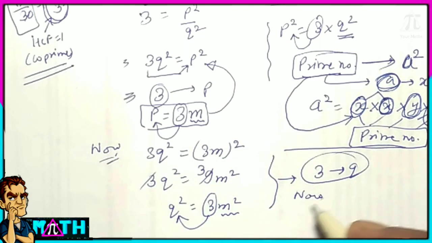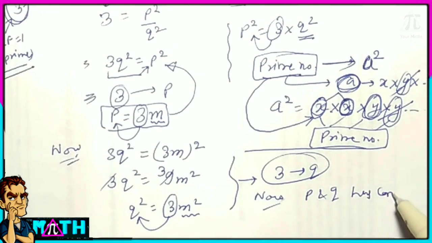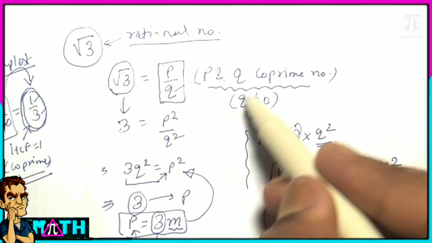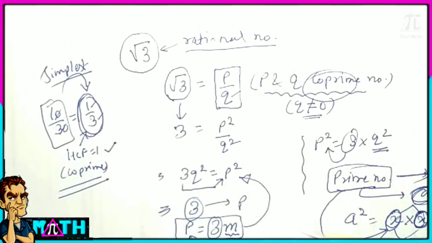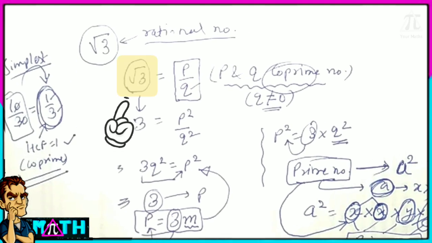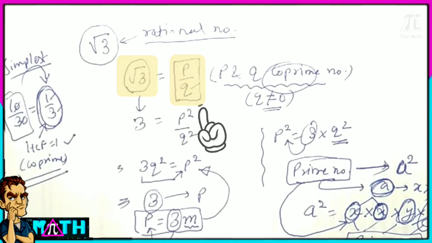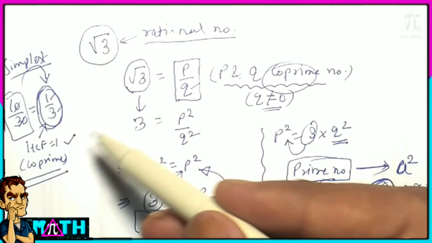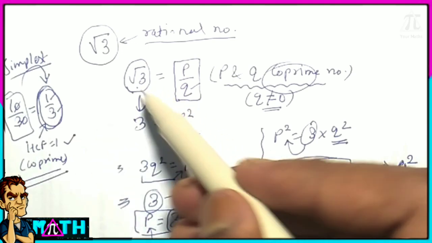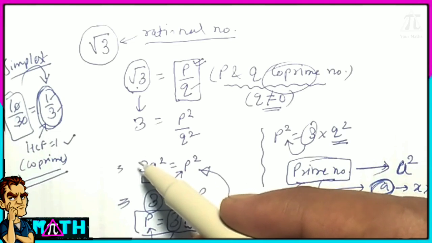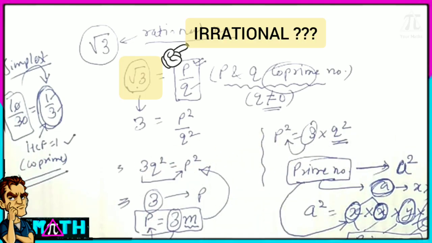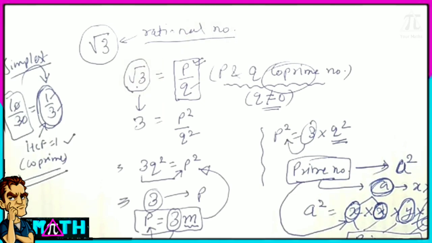So here what we get is that p and q are not co-prime, they have a common factor which is 3, but I assumed that p and q are co-prime. A rational number can be simplified and written in the form of co-primes, but this root 3 cannot be. As we know that all rational numbers can be simplified in the form of p by q, where p and q are co-prime, that means root 3 is not a rational number. But why is it irrational? Because root 3 is a real number but not a rational number, therefore it is irrational.